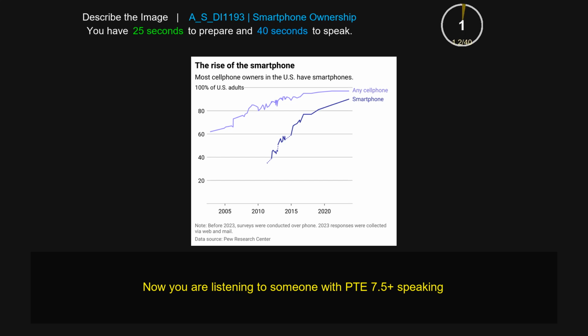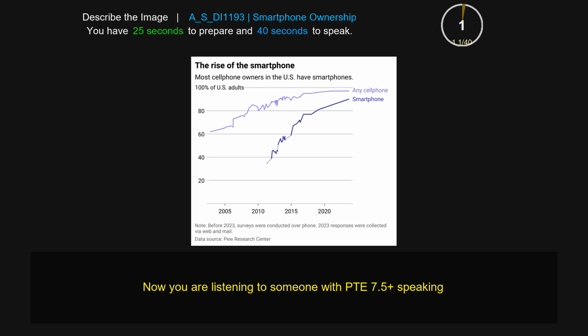The line chart gives information about the rise of the smartphone. The x-axis represents the different years, which are 2005, 2010 and 2015. And the y-axis represents 20, 40 and 60 percentages. It includes two details, any cell phone and smartphone. For cell phone, the highest in 2020 is 100% and the lowest in 2005 is 66 percent. And for smartphone, the highest in 2020 is 80 percent and the lowest in 2010 is 40 percent. Overall, the image is about the rise of the smartphone.